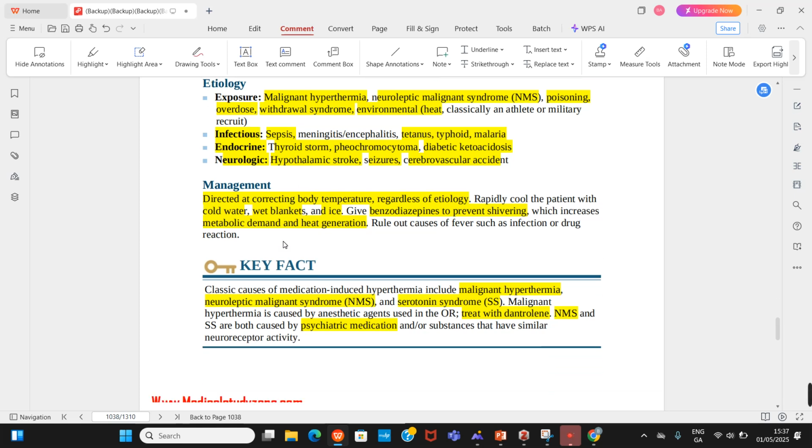So what do we do? You want to quickly bring that temperature down. Regardless of etiology, you want to do rapid active cooling, rapid cooling of the body. You can do ice water immersion. Put them in ice water to bring it down quickly, especially somebody with heat stroke. Cover them with wet blankets, cover them with ice packs to bring down the body temperature.